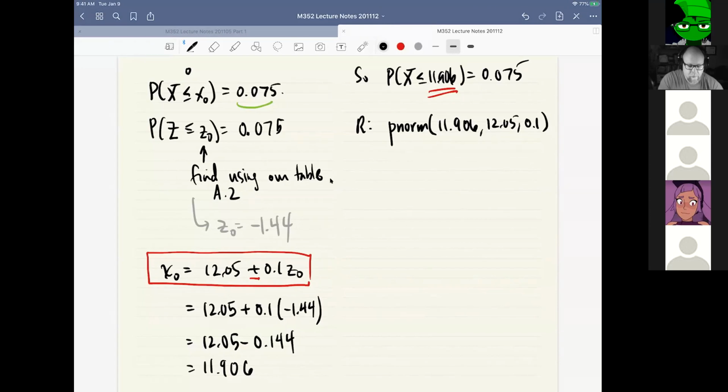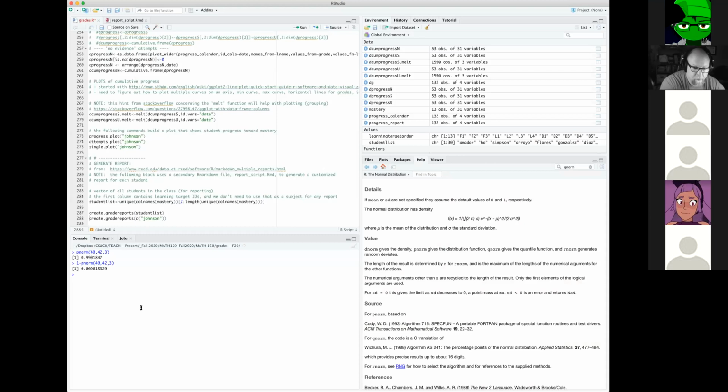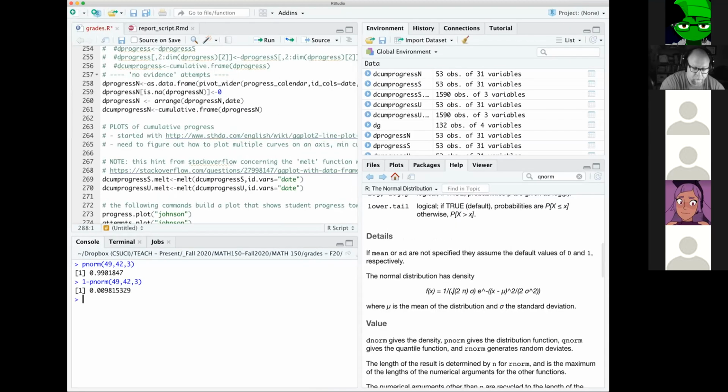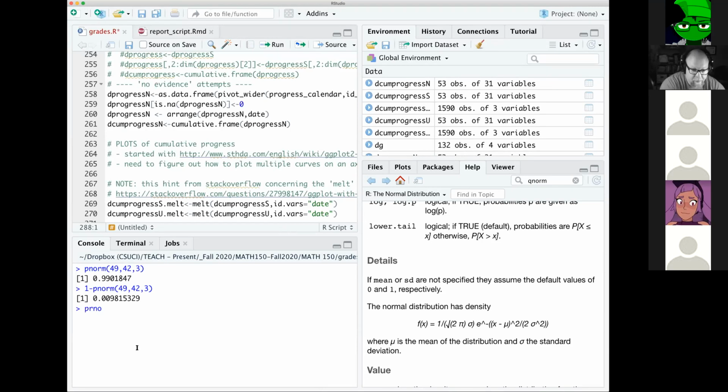So pull up R. It'd probably be good to make that a little bit bigger so you can see it. So I'm going to type in pnorm, 11.906, 12.05, and standard deviation 0.1. And we hope we're going to get 0.075. Look at that. That makes me happy. Why is it not exactly 0.075? That would have made me really happy, but why am I not surprised that it's different?